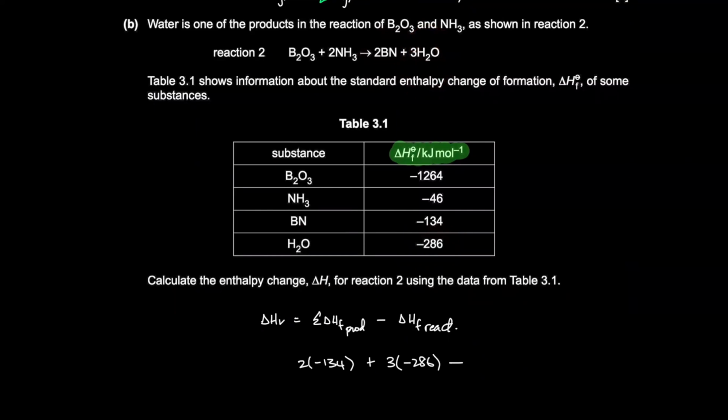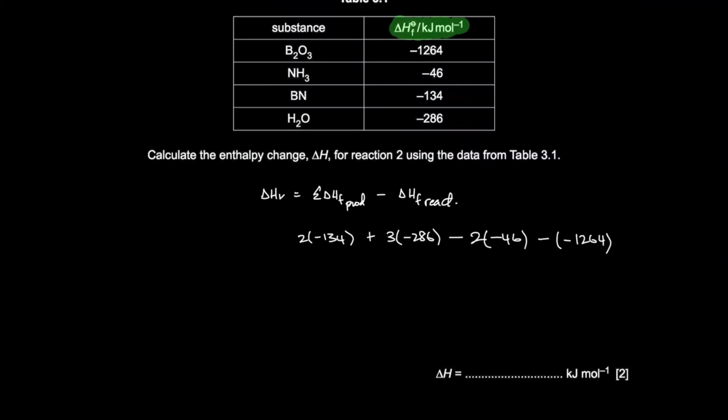And then you're going to subtract all the reactants. We have 2 moles of ammonia, so minus 2 times minus 46. And then you have 1 mole of B2O3, so you're going to minus that. So minus 1264. Okay. You subtract the values given, and then you get positive 230 kilojoules per mole. Okay, so the answer is positive 230. You can just say 230 as well. I always include a sign because in some cases they do require it. Okay.